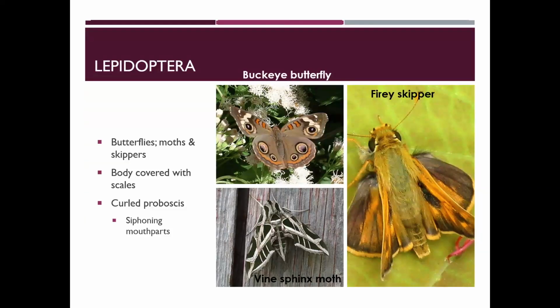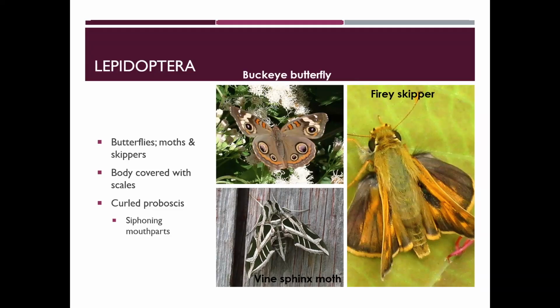Lepidoptera. These are going to be our butterflies, moths, and skippers. These are going to have their bodies and wings covered with scales. They have a curled proboscis in the adult stage that will allow them to feed on nectar. The immature stages are going to be caterpillars, and those are going to have chewing mouth parts.